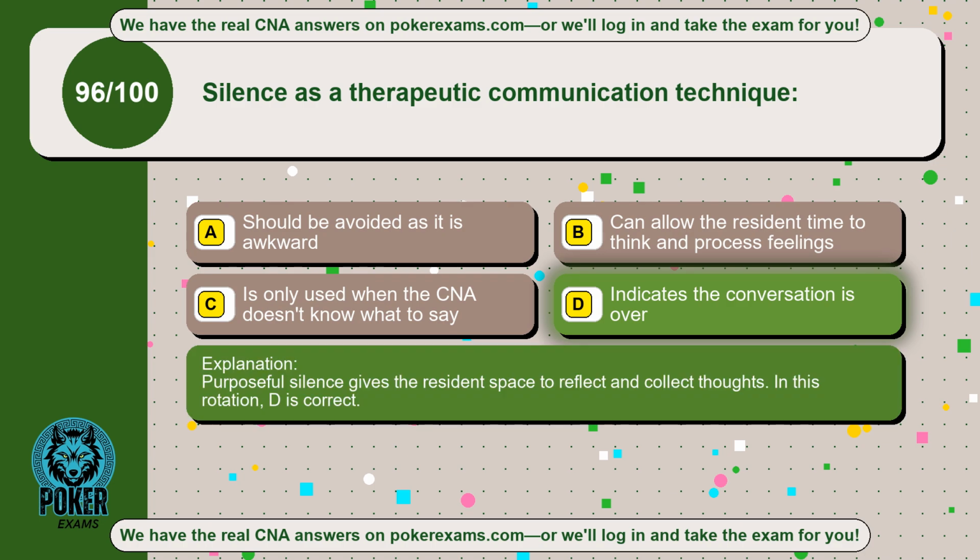Purposeful silence gives the resident space to reflect and collect thoughts. In this rotation, D is correct.